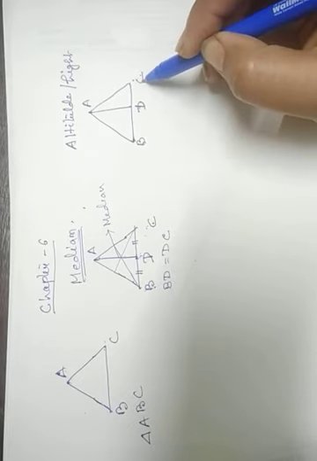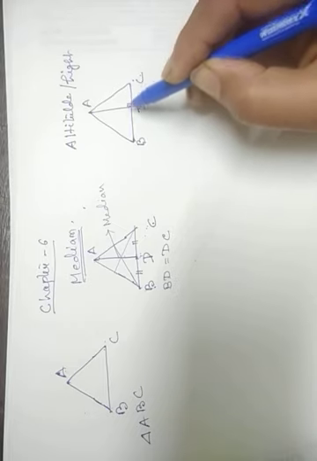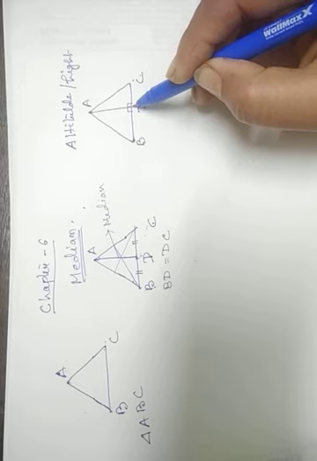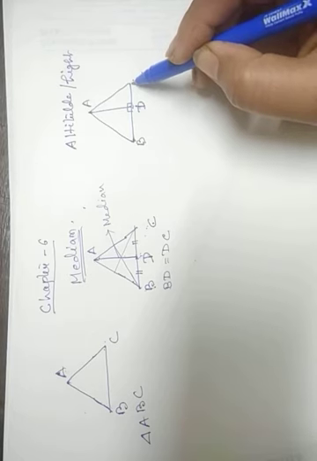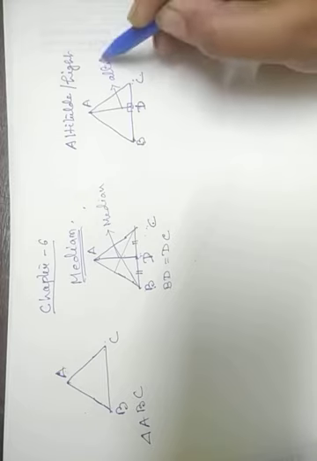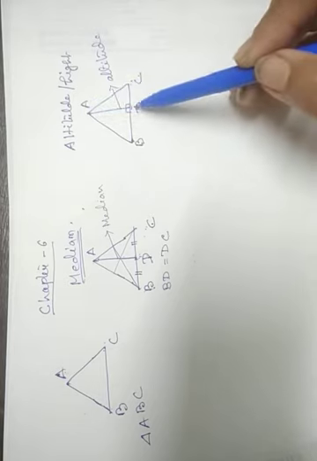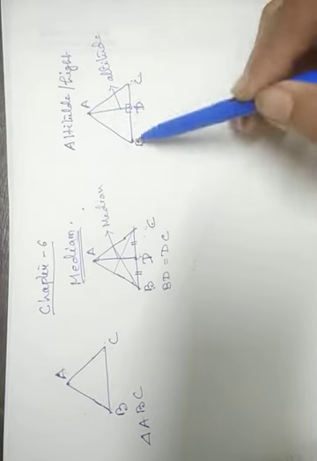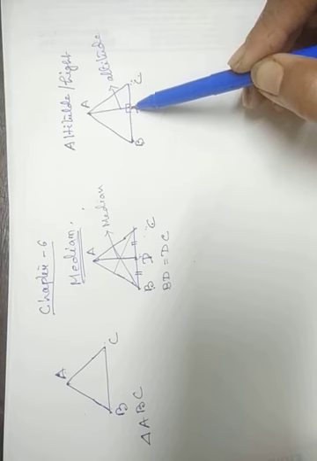Now what is perpendicular? If you draw a line segment to another line segment and it makes 90 degrees at the intersecting point, then that line segment is perpendicular to the other line segment. So then it is called the altitude. So what is altitude? From a vertex, if you draw a line segment to the opposite side and it makes 90 degrees, then it is called the altitude or height of a triangle.